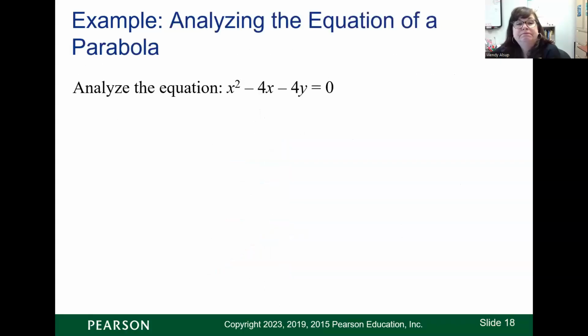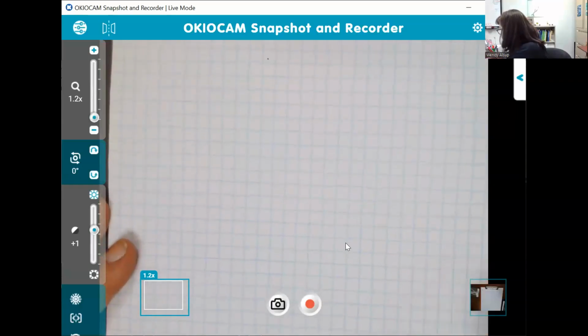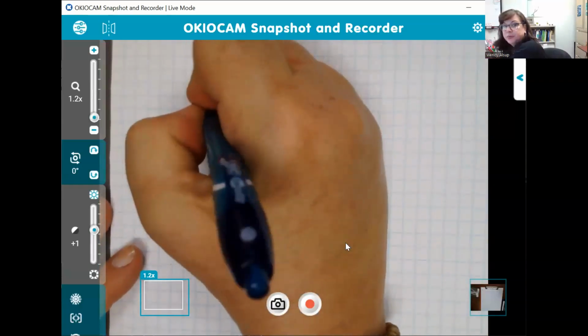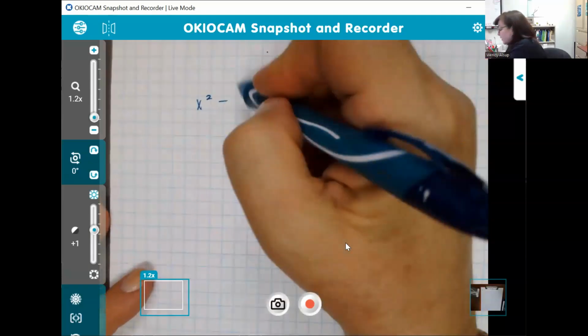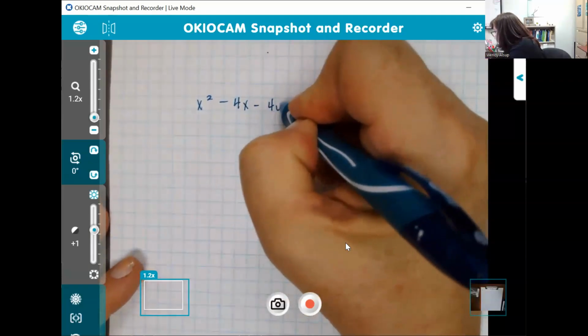All righty. Now, you can be given these in a form that does not look like anything you recognize. This is not the end of the world. So let me just work this out here. It's a lot easier for me to write on here. So we were given x squared minus 4x minus 4y equal to 0.